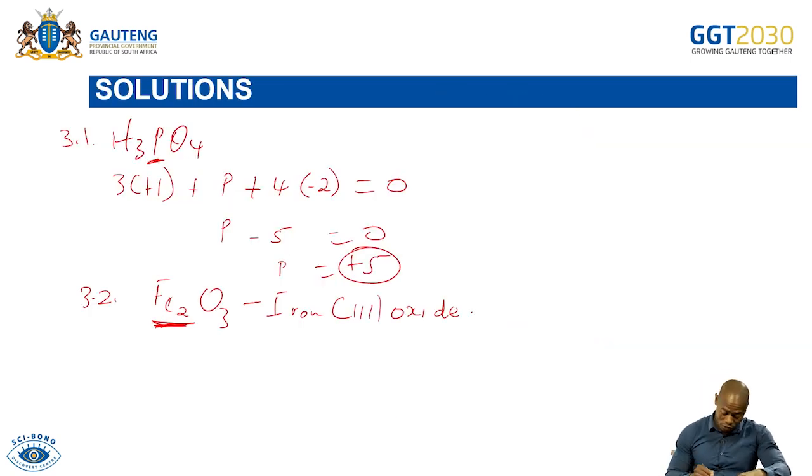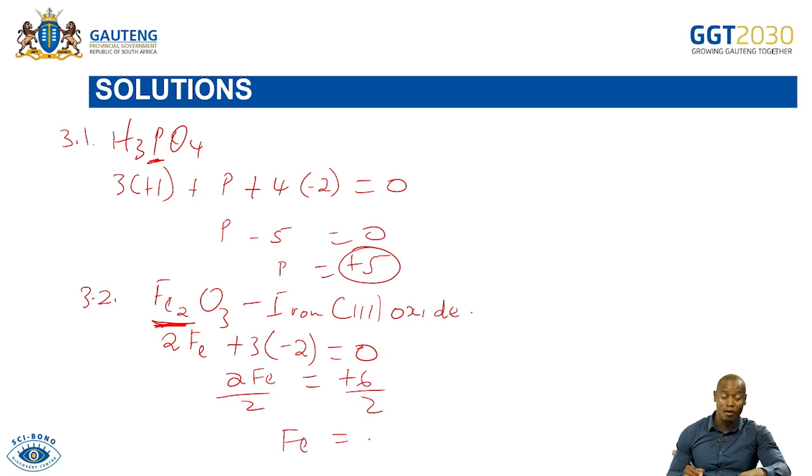So let's check. How many Fe atoms? 2. So I'll just say 2Fe because I'm looking for the oxidation number of it, plus 3 times negative 2 equals 0, right? So it's going to be 2Fe equals, 3 times negative 2 is negative 6, transpose. Then we have positive 6 divided by 2. Therefore, the oxidation number of iron in the oxide is going to be plus 3. Okay? That is our 3.2.